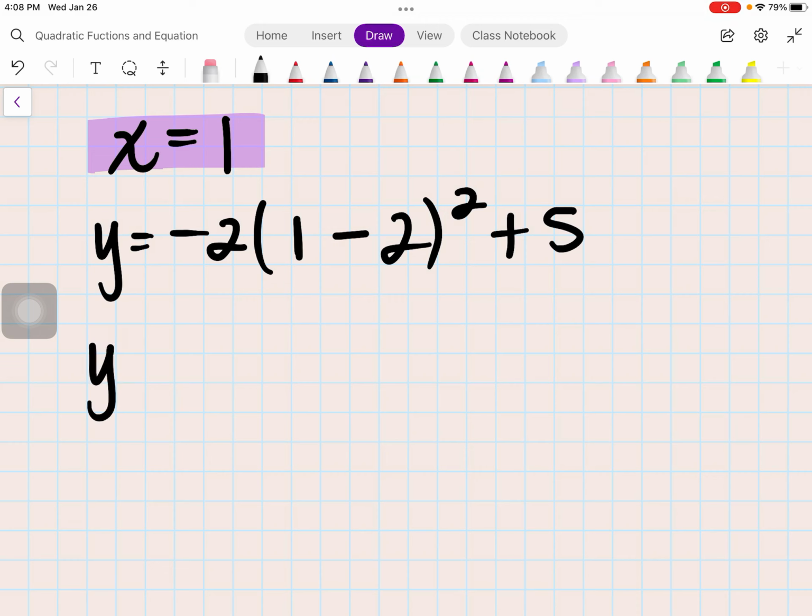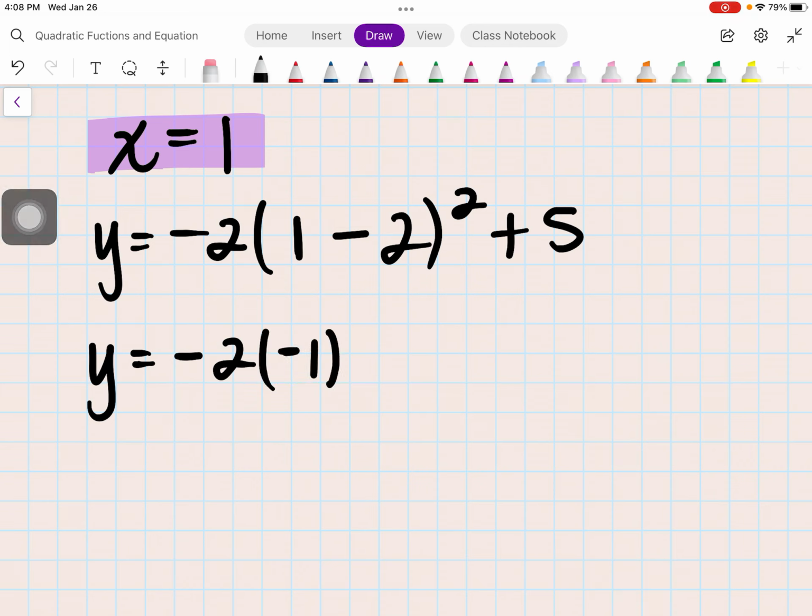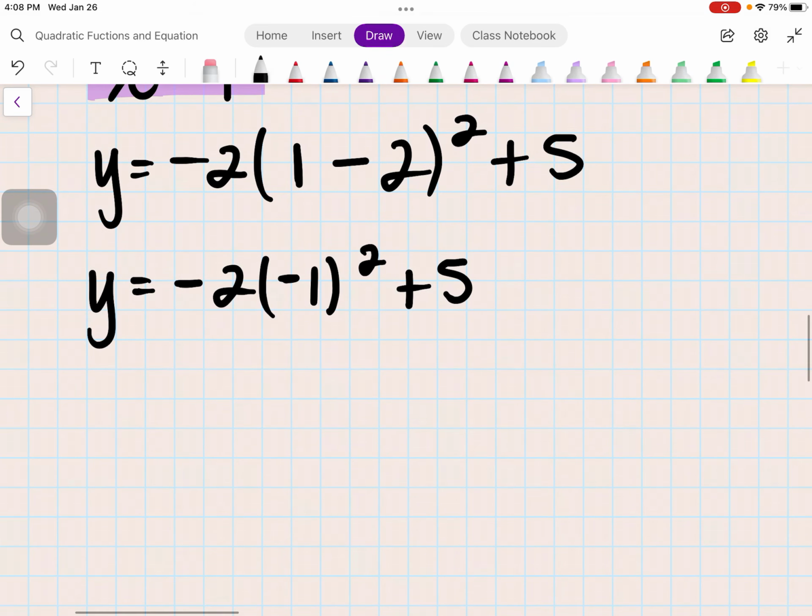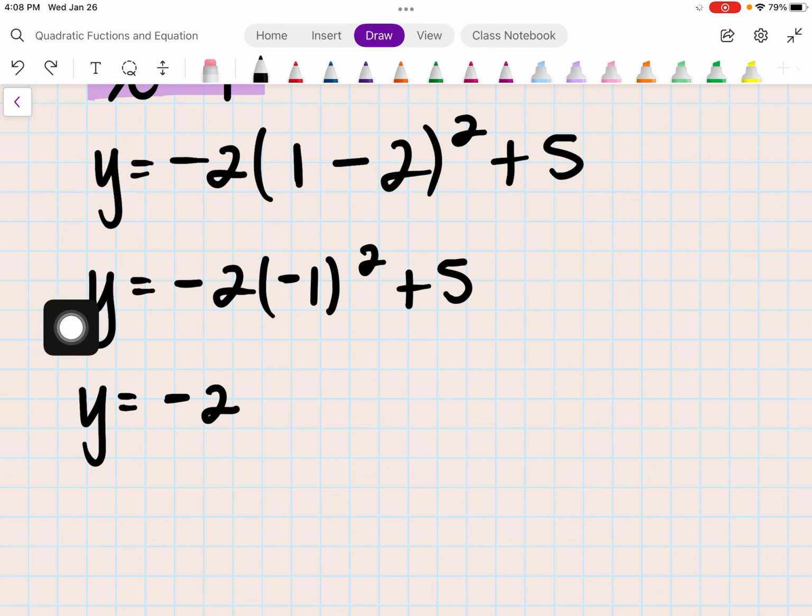So we have y equals negative 2. In this case, guys, we are doing order of operations. So first thing with order of operations is we're going to go ahead and work with parentheses. So 1 minus 2 is actually going to give us a negative 1 squared plus 5. All right. Now, from here, we have y equals negative 2. Now, in this case, guys, this is actually the step where I have a lot of students getting mistaken here. They really don't know what to do here.